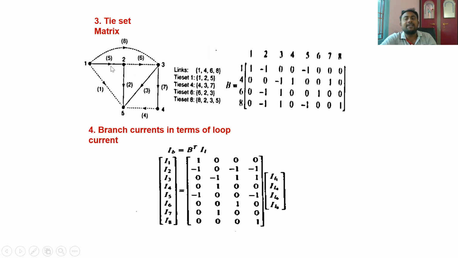For a tie-set, we know there is only one link and n number of twigs in a closed path. The first one is 1, 2, 5. The loop direction is always the same as the link direction. So 1 is same, 2 opposing, 5 opposing. The second one is 4, 3, 7.